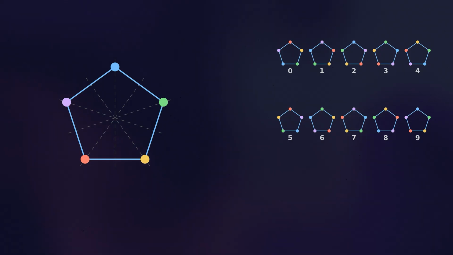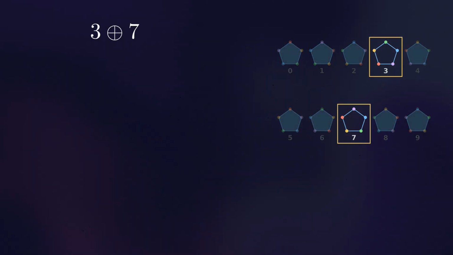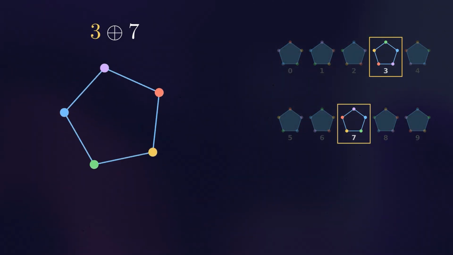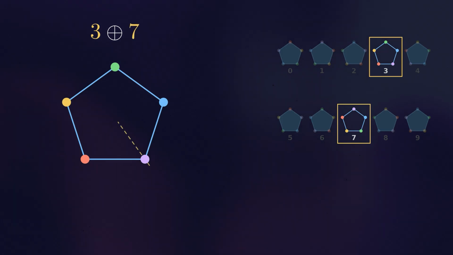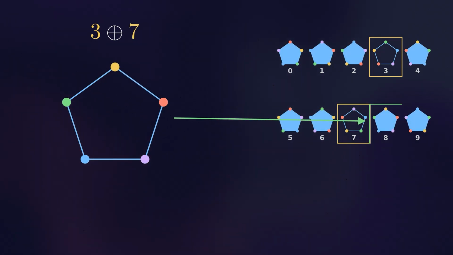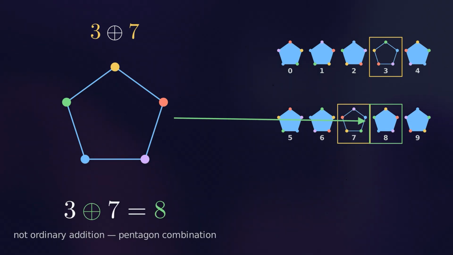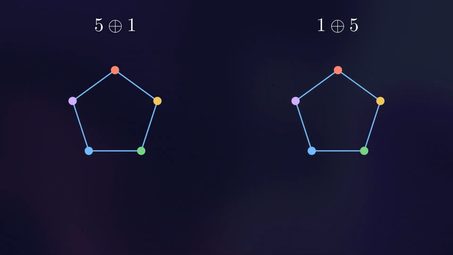To combine two digits, say 3 and 7, you take the move for the first digit, then the move for the second, and perform them one after the other. The answer is the new state where the pentagon ends up. That is the new arithmetic. With ordinary addition, 2 plus 7 and 7 plus 2 give the same answer. With pentagon moves, they do not. Flip the pentagon and then rotate it, and you land in one position.